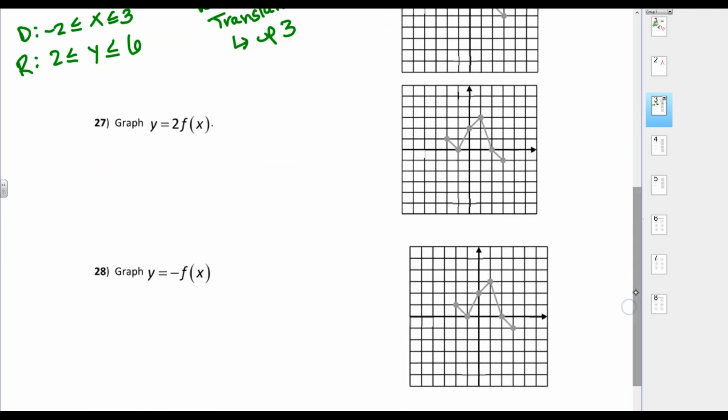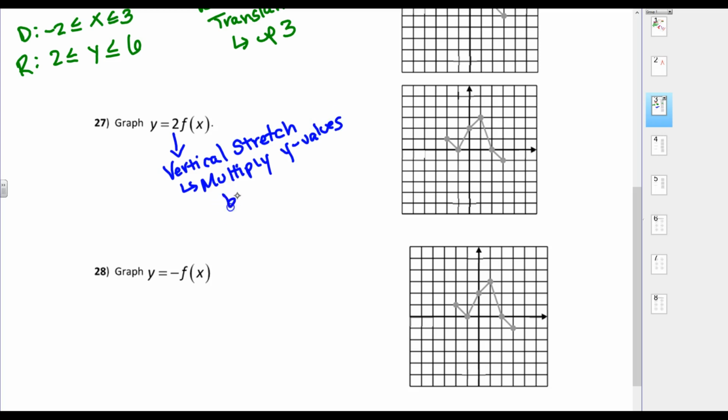Let's take a look at this guy. When I've got a number out front multiplying my function, this is going to act as a vertical stretch. And what a vertical stretch does is it's going to multiply all my y values by 2. So here, my x value of -2 isn't changing, but the y value of 1 is going to become a y value of 2.